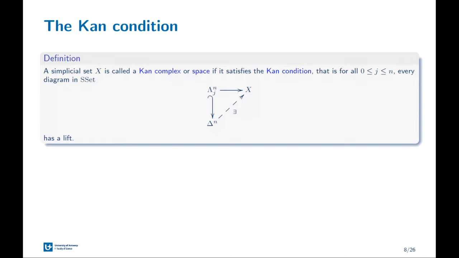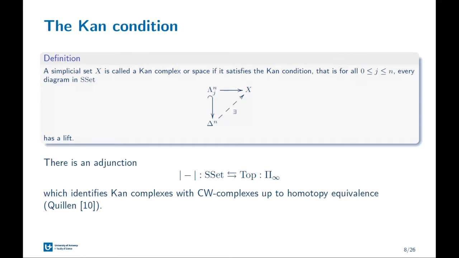Just to be clear, this vertical map here is just the inclusion of the horn inside of the standard simplex, and this horizontal map can be anything. It's, if you will, a representation of the horn inside of X. So what this condition really says is that I should be able to extend any map from the horn to the entire simplex. And if I can always do this, then I call my X a Kan complex. Okay. Why are these things important? Well, they were introduced in the context of algebraic topology to give a combinatorial way of talking about topological spaces and in particular their homotopy types.